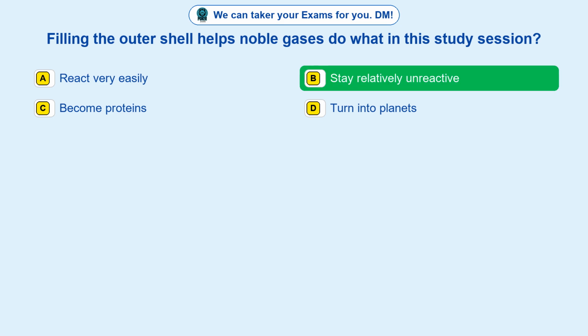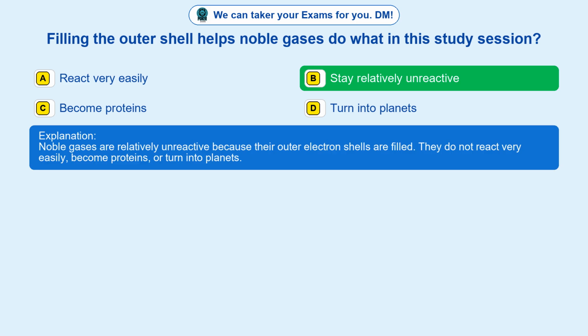The correct answer is option B, stay relatively unreactive. Noble gases are relatively unreactive because their outer electron shells are filled. They do not react very easily, become proteins, or turn into planets.